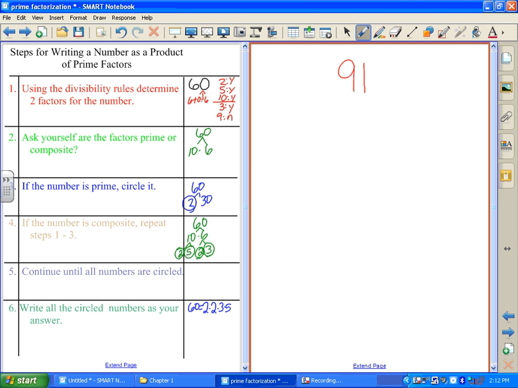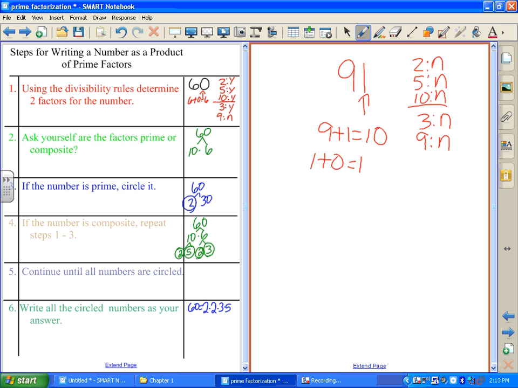Okay. Everybody write 91. On the side of your boards, I want you to write 2, 5, 10, 3, 9. Now the ones digit is odd. So that means it's a no on 2, and then it's a no on 5, and a no on 10. So no, no, no. Now 9 plus 1 equals 10, and then 1 plus 0 equals 1. So it's a no, and it's a no.